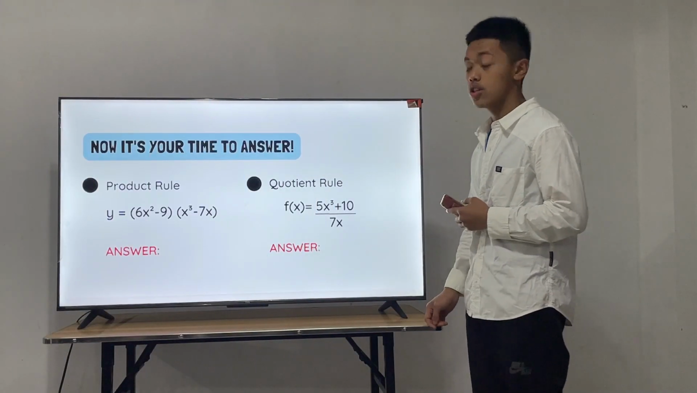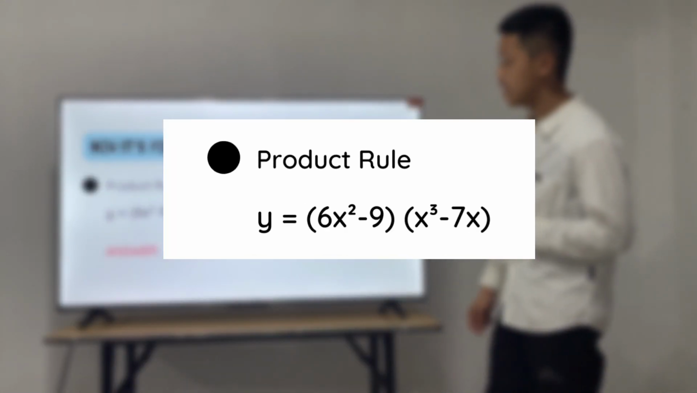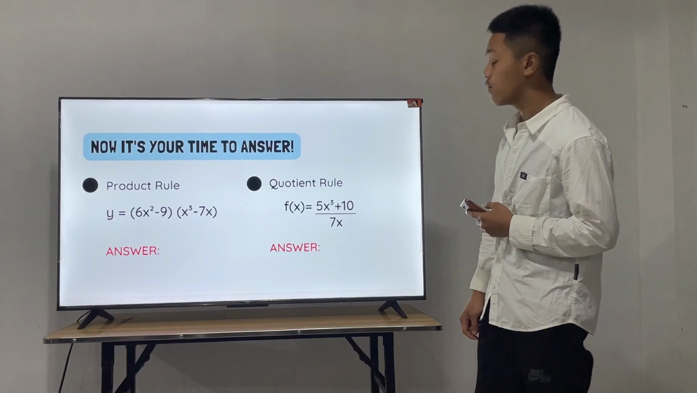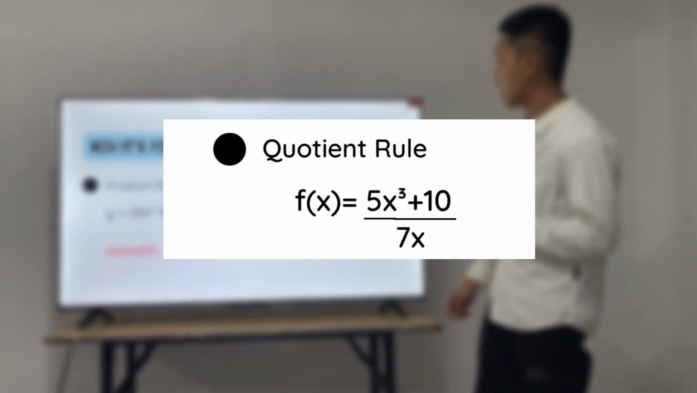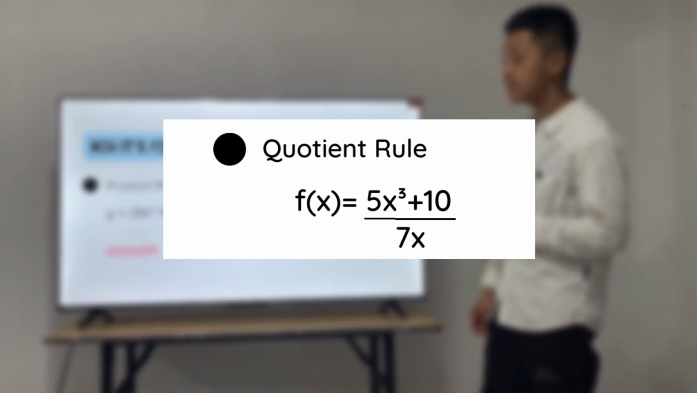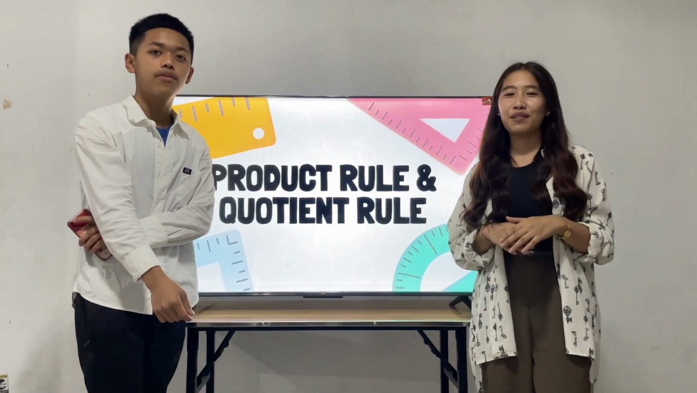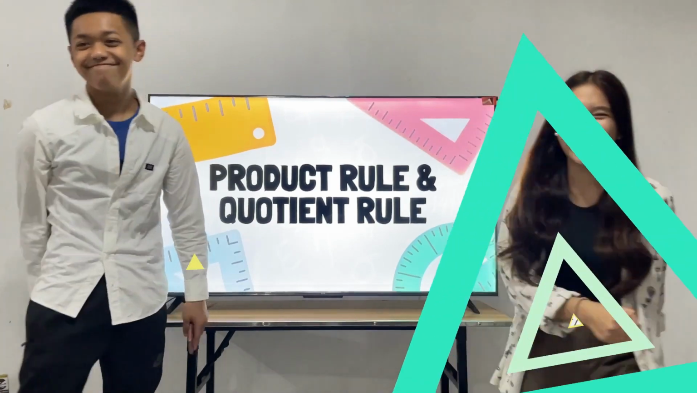For the product rule, you will answer this: y equals 6x squared minus 9 times x cubed minus 7x. For the quotient rule, you will answer: f of x is equal to 5x cubed plus 10 over 7x. I hope you learned something from our video. Power!